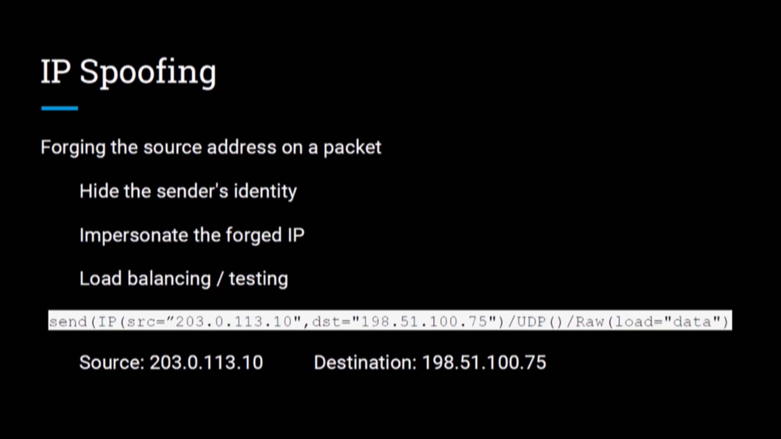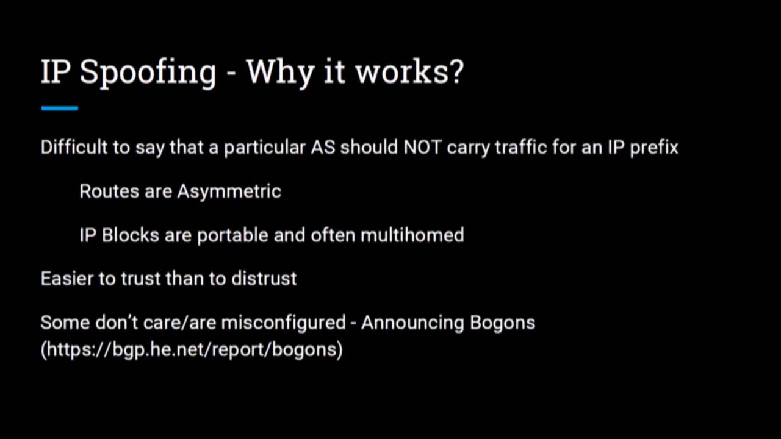Again, here's another one-liner for Scapy, where we're going to forge the IP address of a packet and send it out. So why does this work? The routers aren't necessarily examining the source of a packet, where their main concern is the destination. And they're not always configured to care where the packet came from. So it's hard to say that a certain autonomous system shouldn't carry the packet, because the routes aren't set and those IP addresses are portable. And it's easier to trust somebody than to distrust them.